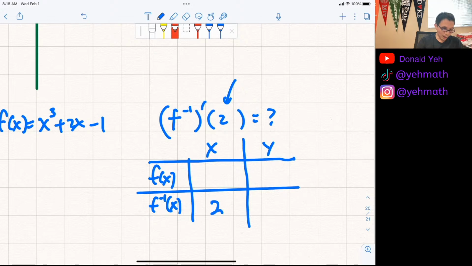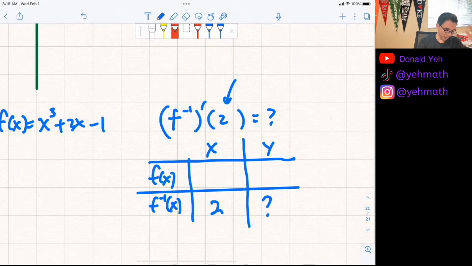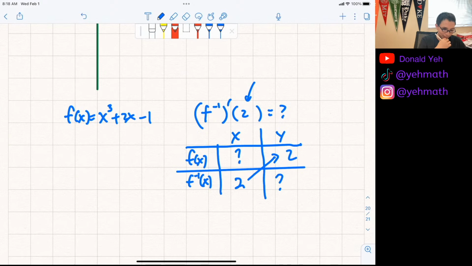So do we have the y value? No, question mark. But guess what? There's a coordinate swap. That means this is a 2, and this is a question mark. Okay, you got this.